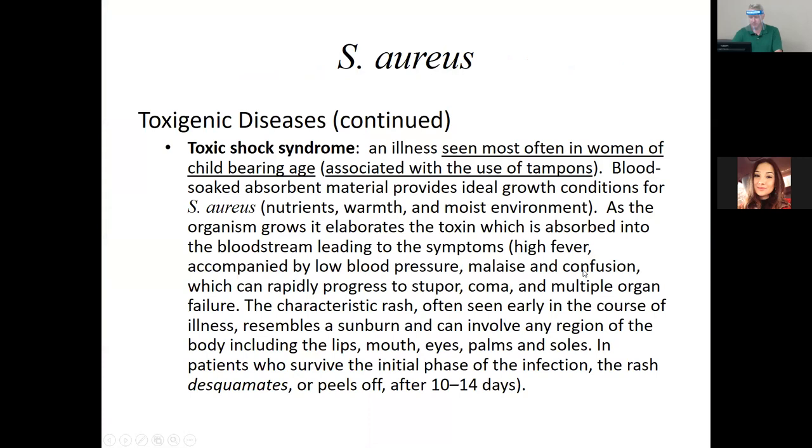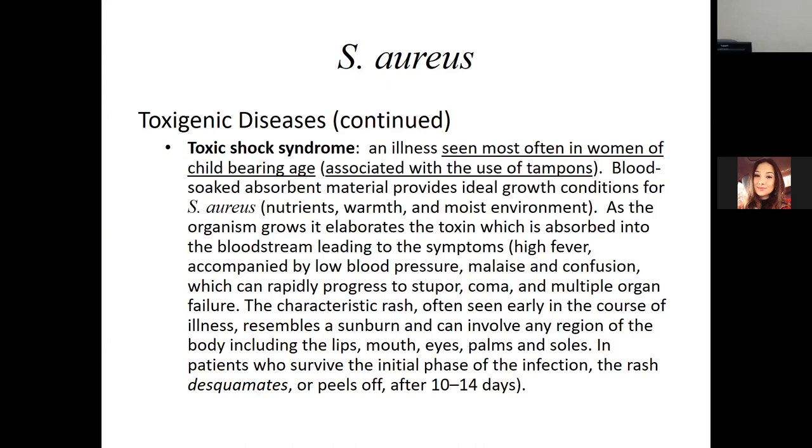We also get toxic shock syndrome, Staph aureus. Y'all knew that, did you? You've heard of toxic shock syndrome, right? Okay, Staph aureus, most often seen in women of childbearing age, associated with the use of tampons, and that is the classic description. The bloody absorbent material is perfect for Staph aureus to find and grow. As they say, bacteria love wet, moist, and dark areas. They love to thrive in those conditions.